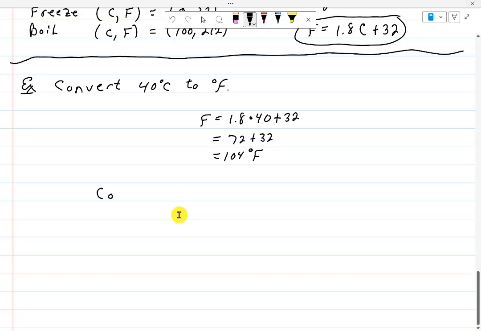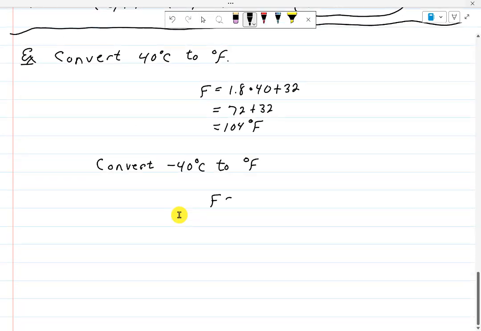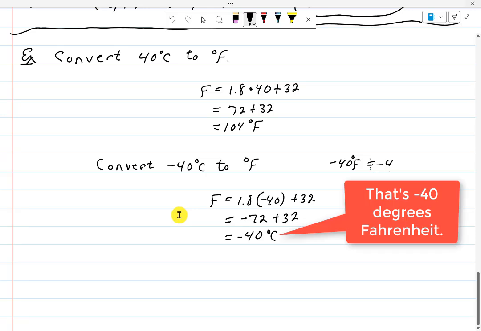Now another one that I like to do is convert negative 40 degrees Celsius to degrees Fahrenheit. Same formula, F. This time we'll have 1.8 times negative 40 plus 32. So I have negative 72 plus 32 equals negative 40 degrees. In fact, this is the only temperature in the world where Fahrenheit and Celsius agree. Negative 40 degrees Fahrenheit happens to equal negative 40 degrees Celsius.